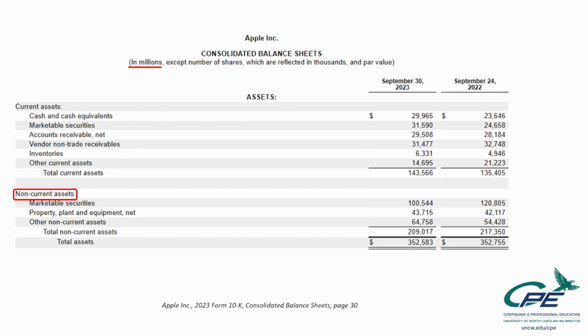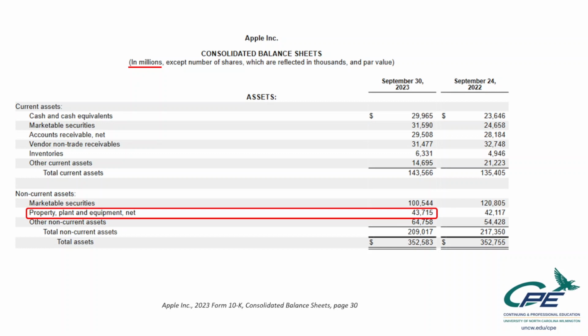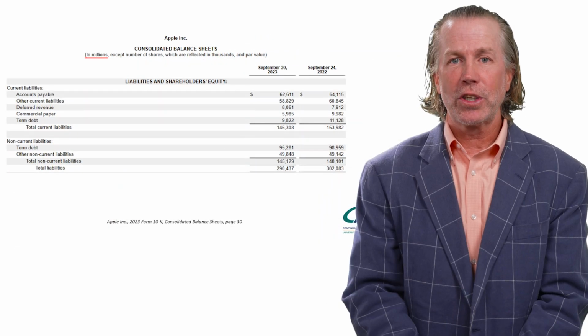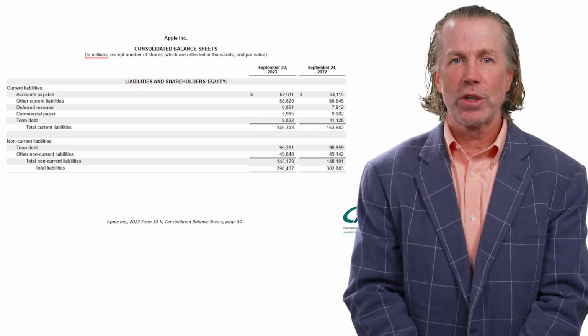The non-current assets are those assets that are expected to convert to cash in more than a year. In addition to the marketable securities, Apple reports about $44 billion of property, plant, and equipment for their land, buildings, equipment, etc. And their total assets as of the end of 2023 were $352.6 billion. We are not done with the balance sheet, though. That was just the assets portion.